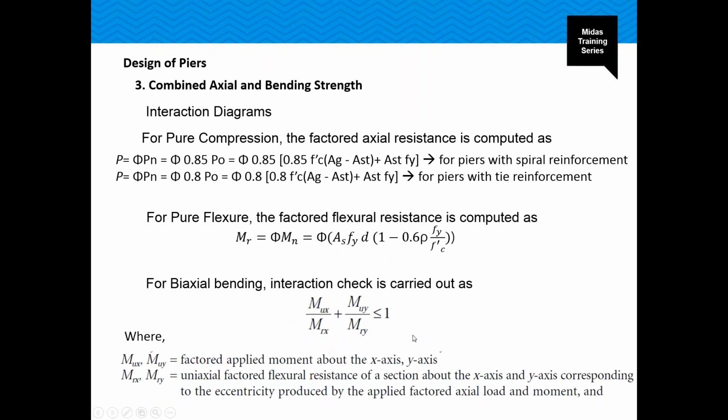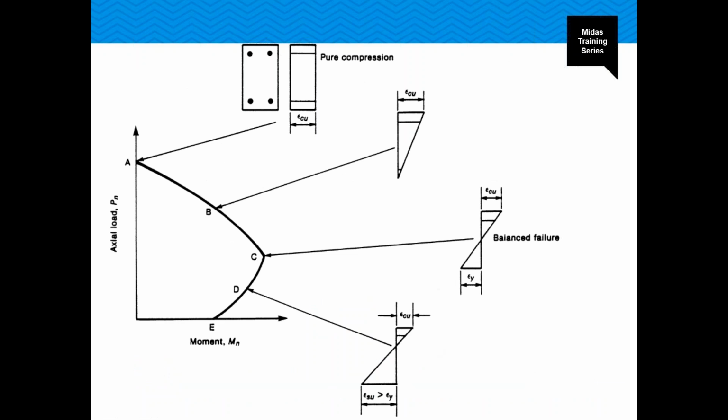So then we calculate and sum up and check whether it is lesser than 1. So this is the interaction check which we perform for the piers. So again, for that we need interaction diagrams.